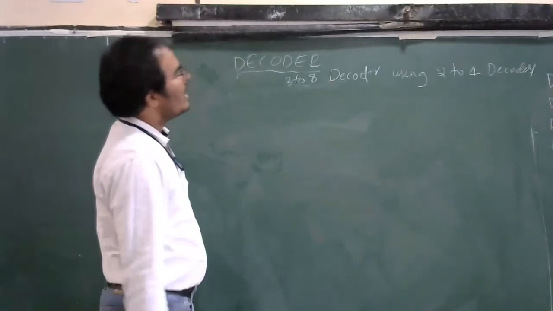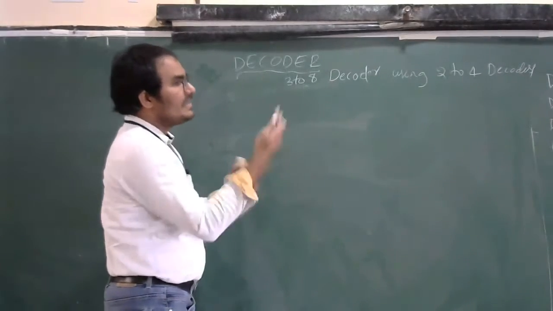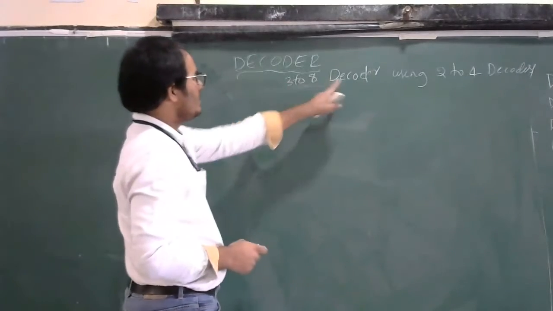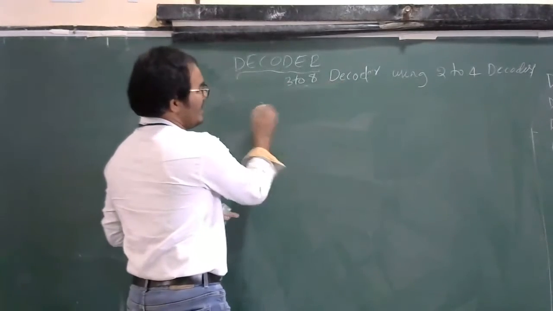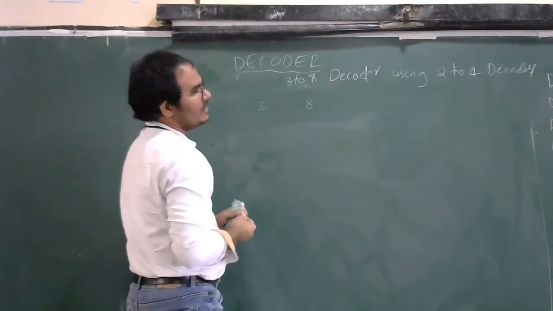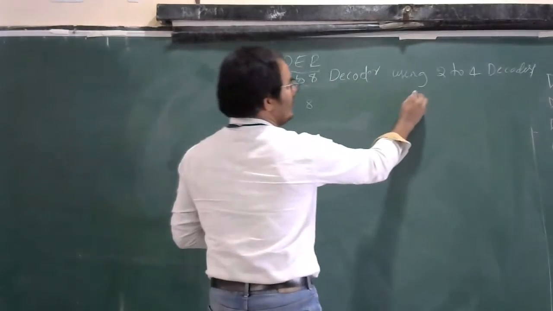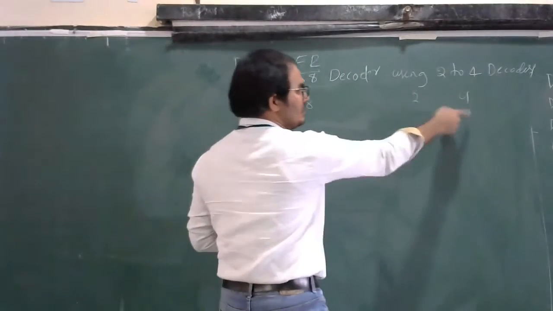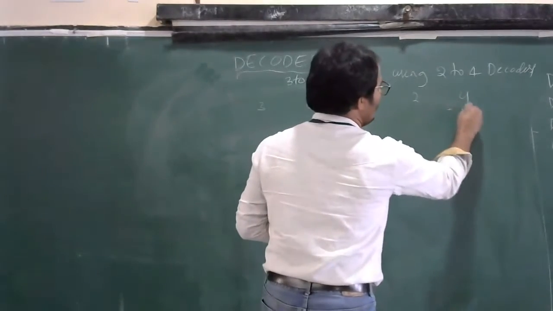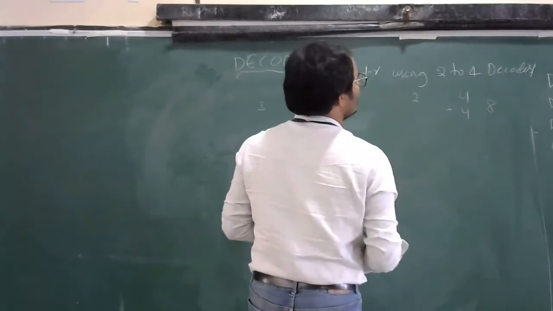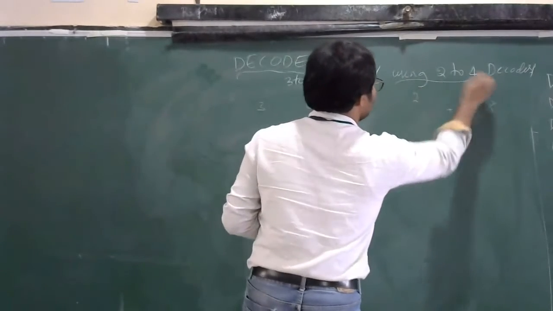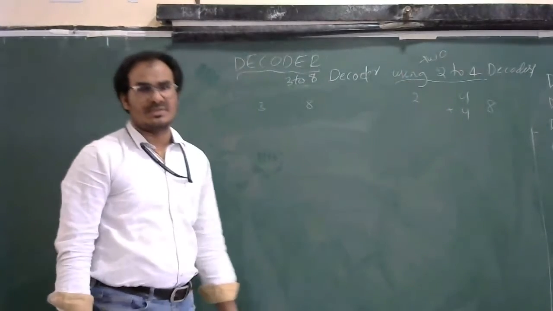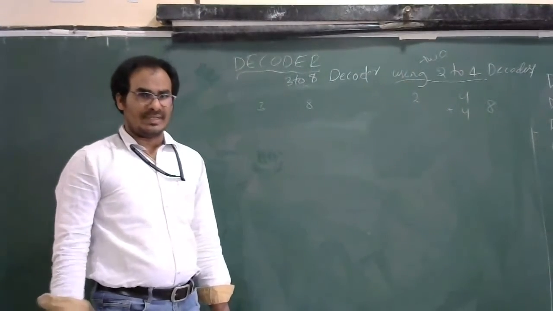First, let us analyze how many 2 to 4 decoders are required to design a 3 to 8 decoder. So in 3 to 8, inputs are 3 and outputs are 8. In 2 to 4 we have 2 inputs and 4 outputs. If you take two 2 to 4 decoders, 4 plus 4 will become 8. So how many 2 to 4 decoders are required? We require two 2 to 4 decoders.